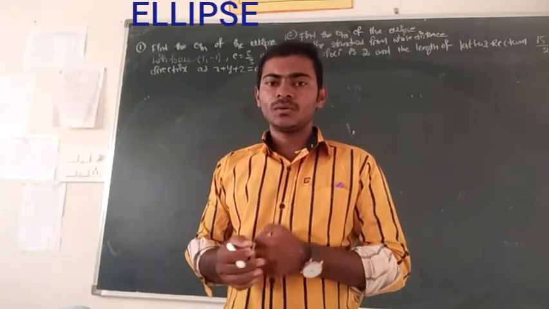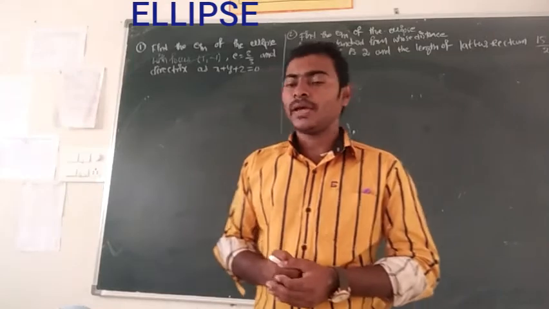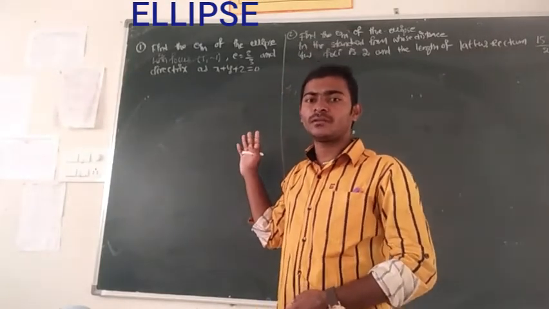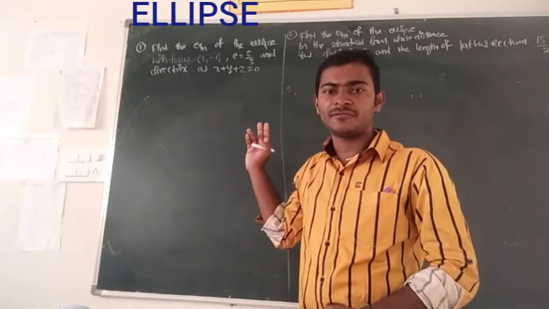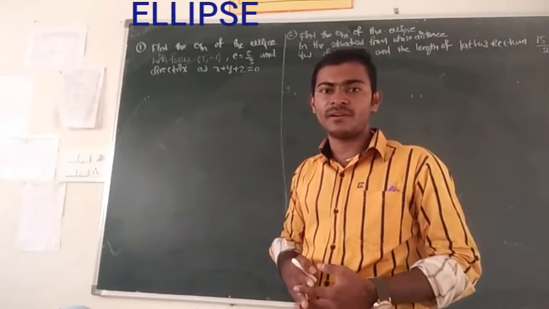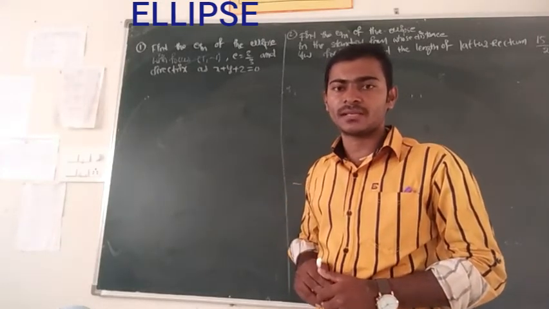Now today we are going to read the ellipse exercise 4a problems. By reducing the syllabus, from the Board of Intermediate we have only one exercise from this chapter, this 4a exercise.